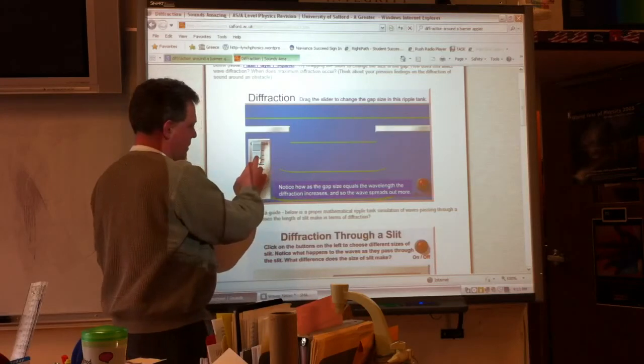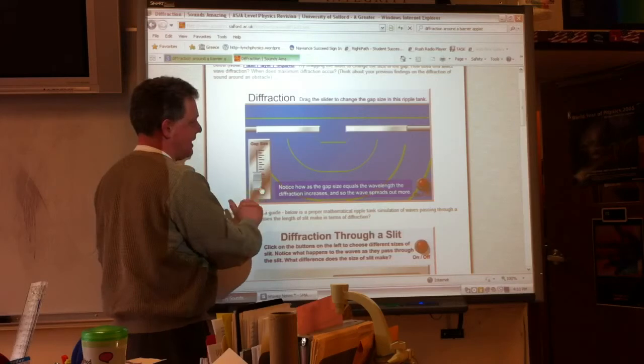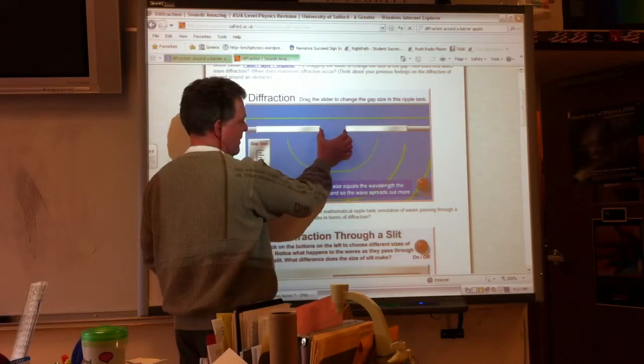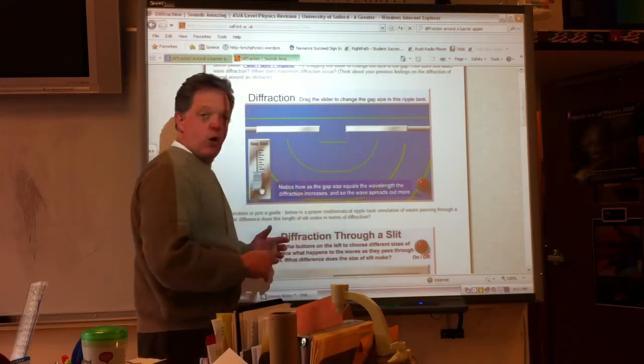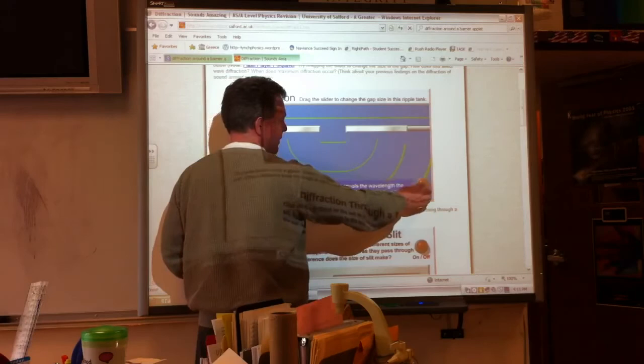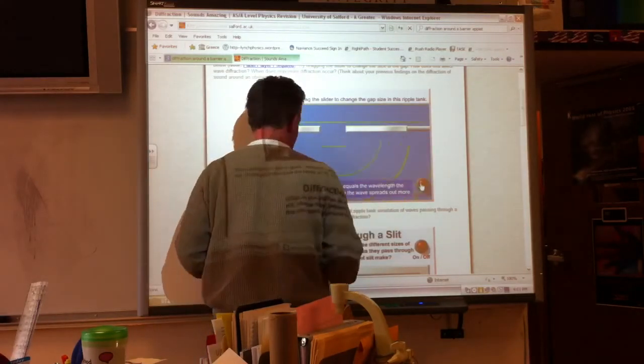But if the hole in the barrier gets smaller, right now it's about the size of the wavelength. Wavelength is this far, the hole in the barrier is about that far. It's starting to bend noticeably behind the barrier. So if I was over here, I would be able to hear it. Okay, so there the waves go. They're coming like this, but then they're bending out behind the barrier.